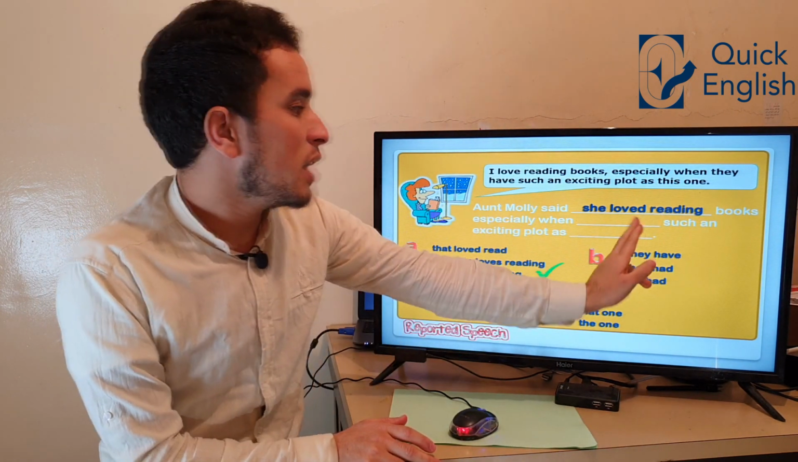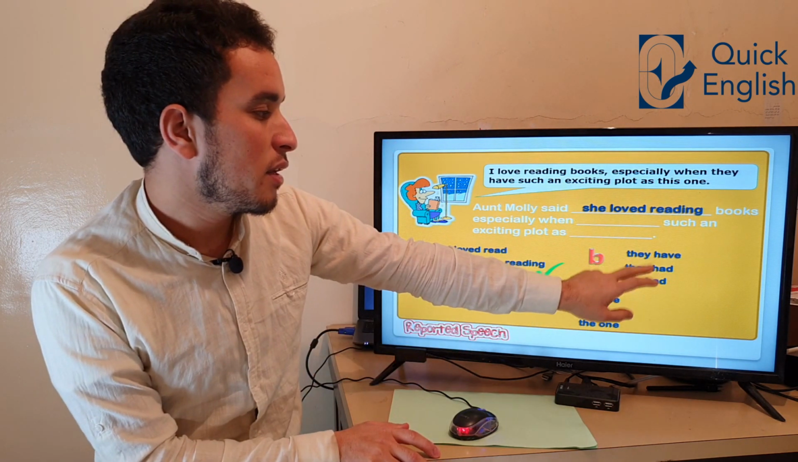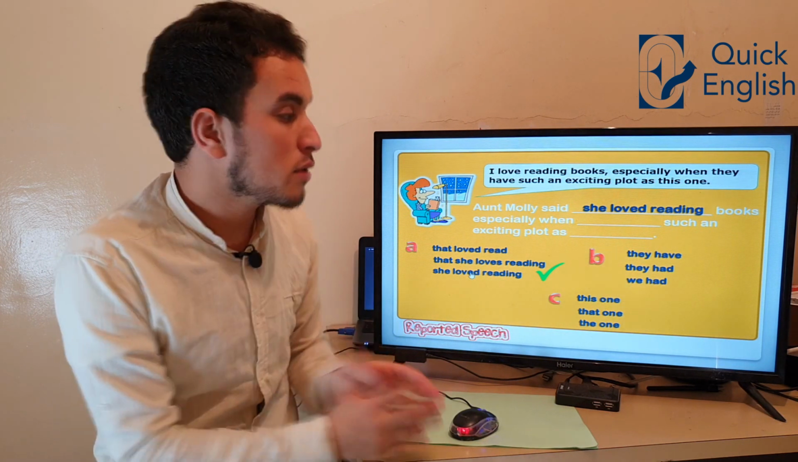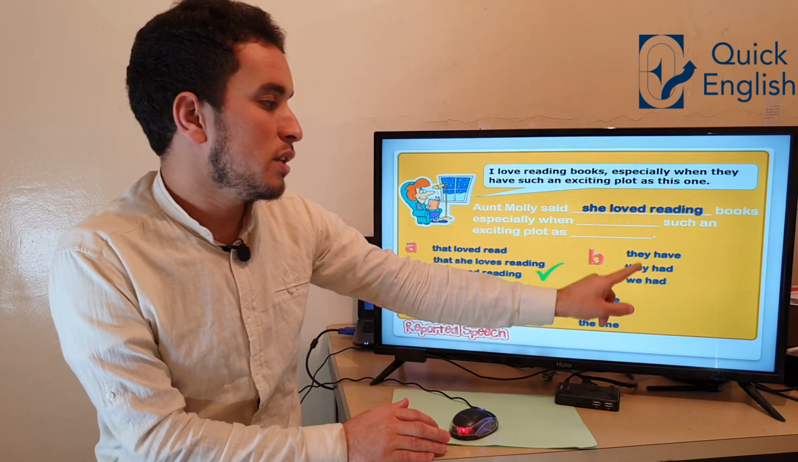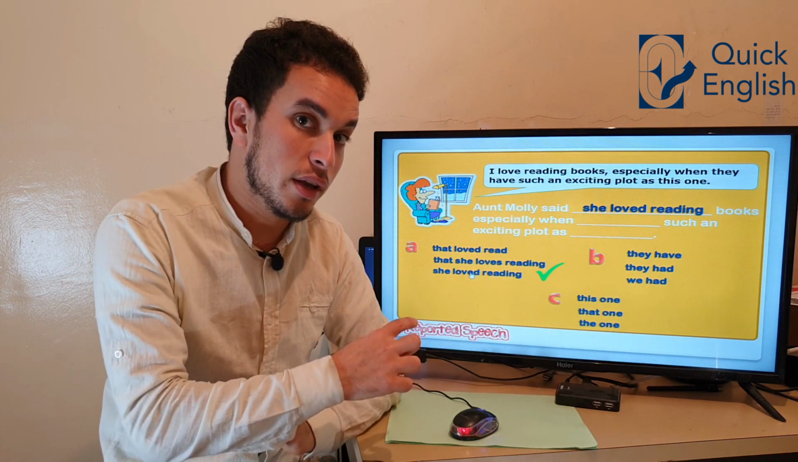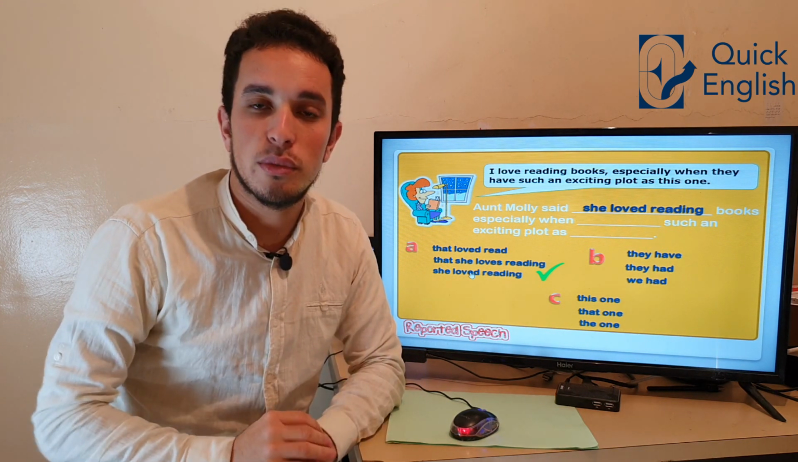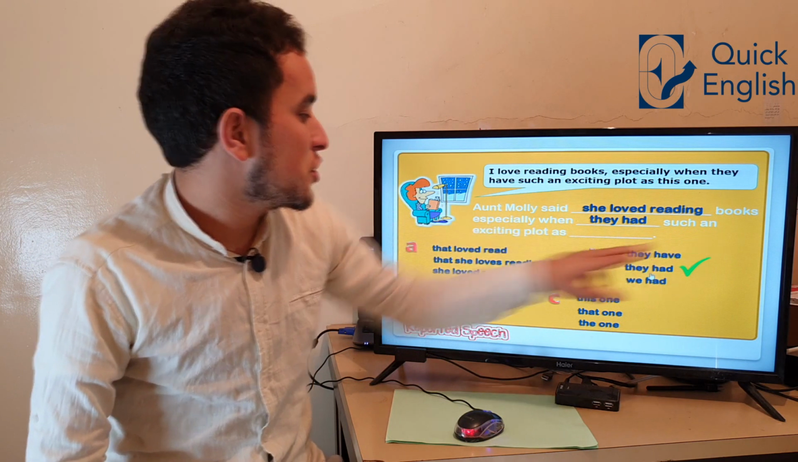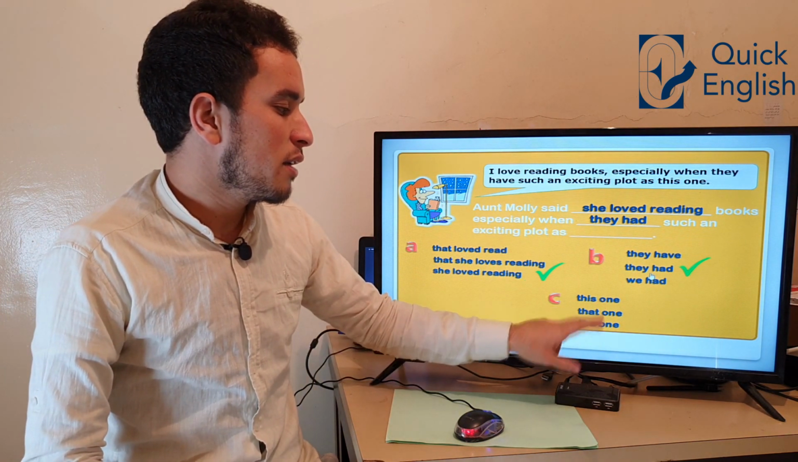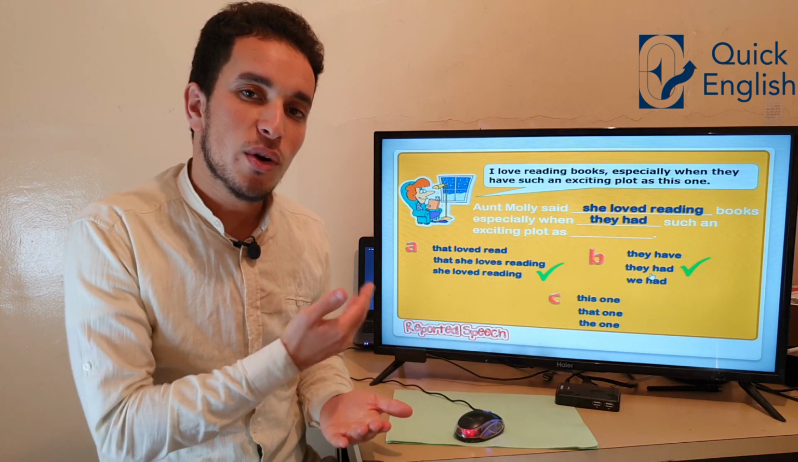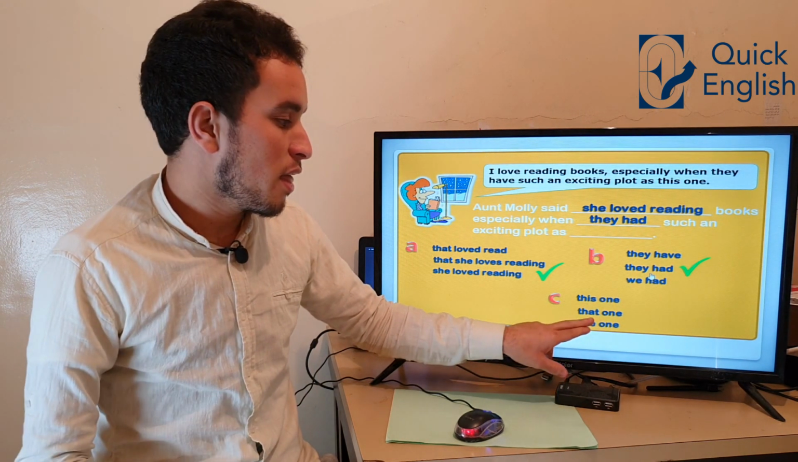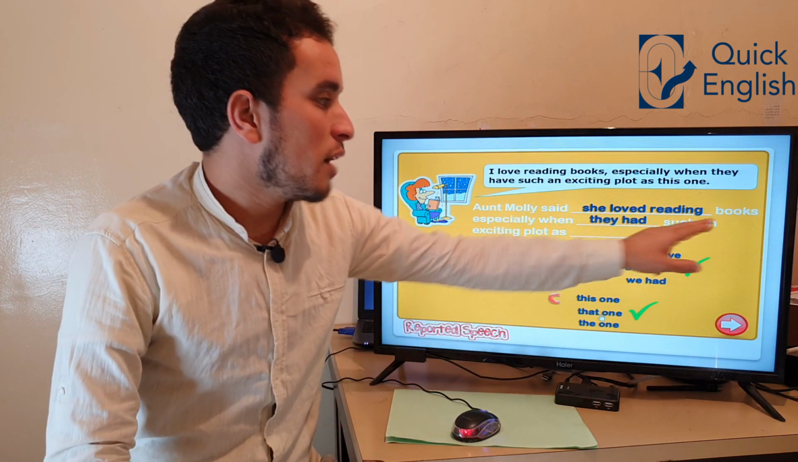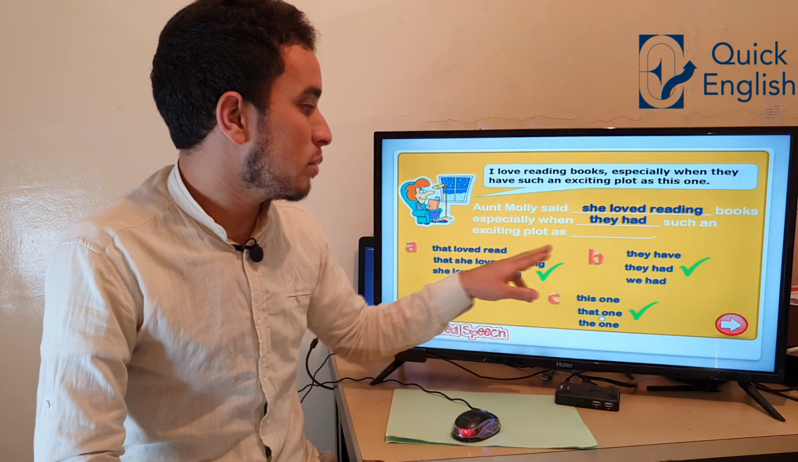Okay, let's carry on. She loved reading books, especially when. We have three choices: especially when they have, or especially when they had, or especially when we had. Here we are speaking about books, which is plural, so we will omit we, we don't need it. So we either use they have or they had. Here again, we need to use the past. Why? Because we are reporting. So the right answer is they had. Next one: they had such an exciting plot as this one, that one, or the one. This is very easy. As we said earlier, this is not used in reporting. That is used for reporting. So we use that. And we get this sentence: Aunt Molly said she loved reading books, especially when they had such an exciting plot as that one.